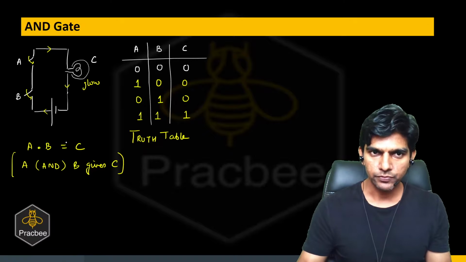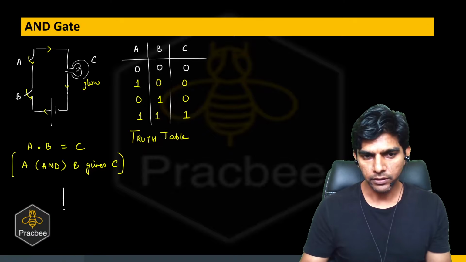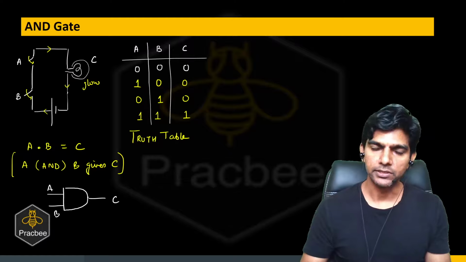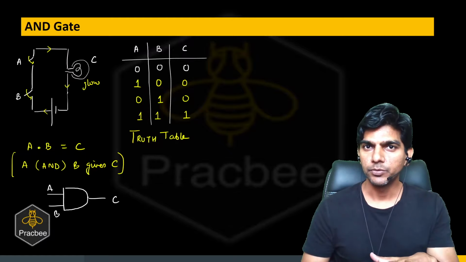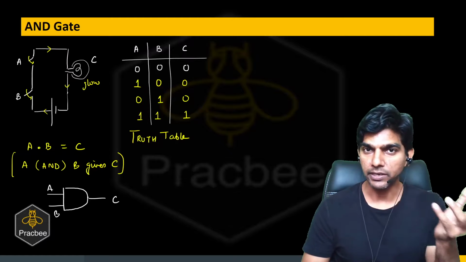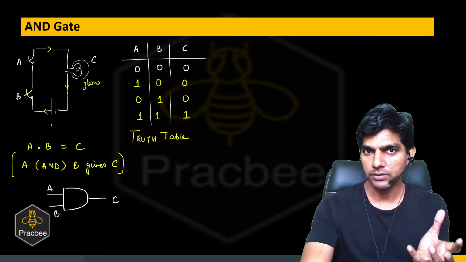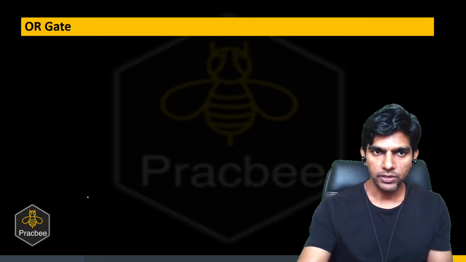And what is the symbol used for the AND gate in a circuit? It will be a D, something like this. So this is the symbol that is being used. We have two inputs A and B, and the output is C. We can form gates with the help of diodes and transistors. The transistor has been deleted from the syllabus, but we require a transistor to make some of the gates. Now let us see the OR gate.